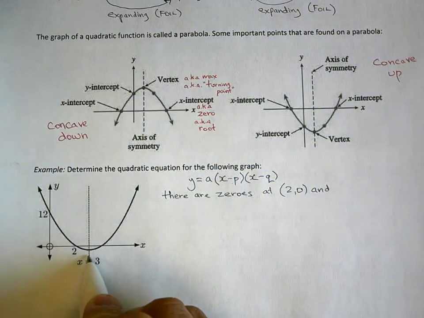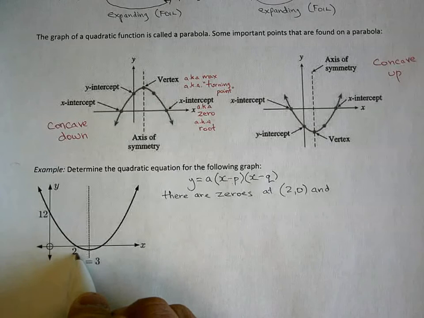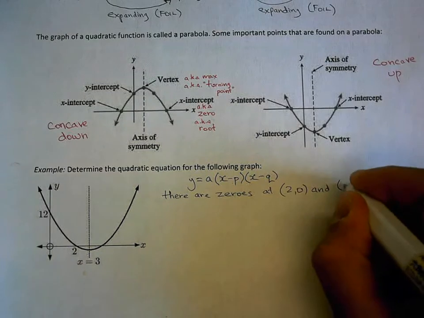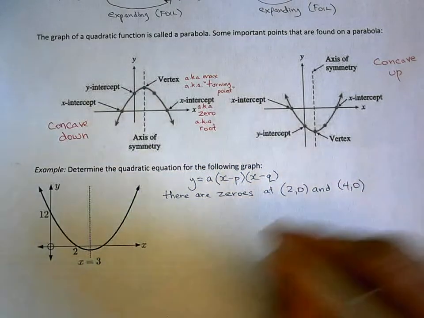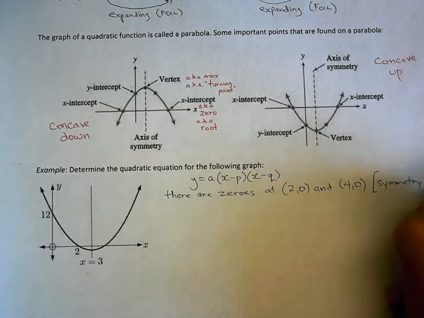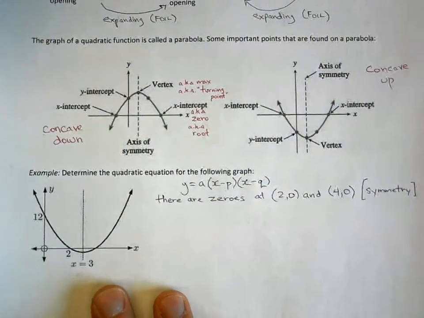Because of symmetry, if this zero is 1 unit away from the axis of symmetry, that's x equals 3, then this zero must also be 1 unit away. So it would be 1 greater than 3, so it would be 4. So I'm just going to put in brackets there, that's due to symmetry. So we still have to keep our brains working when we deal with quadratics.